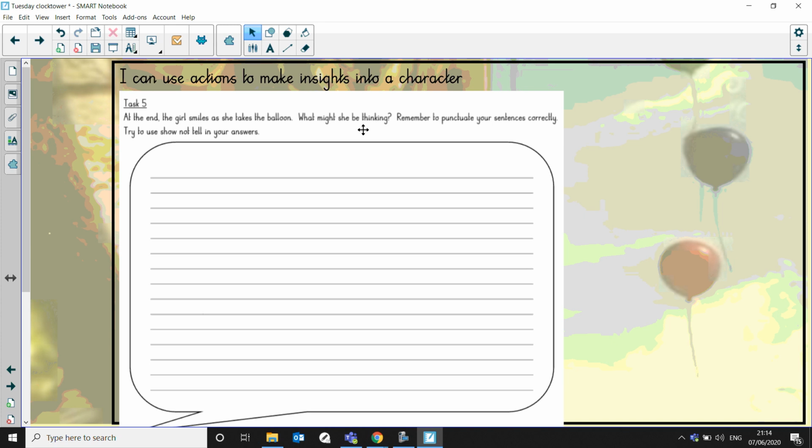Okay, you could try and use show not tell to convey some of the things she's doing. So I took the last balloon and my hands were trembling is much better than going I was scared. So think about how you can incorporate that into your answer.